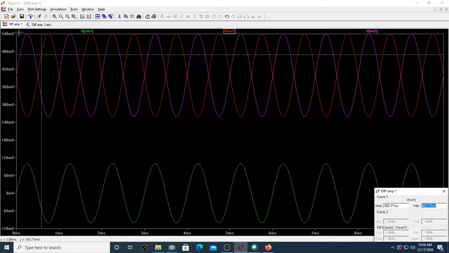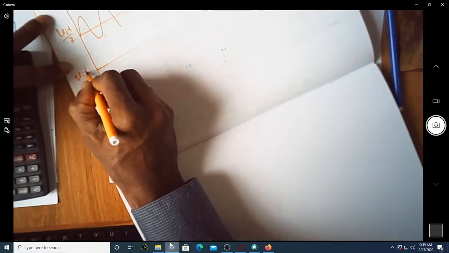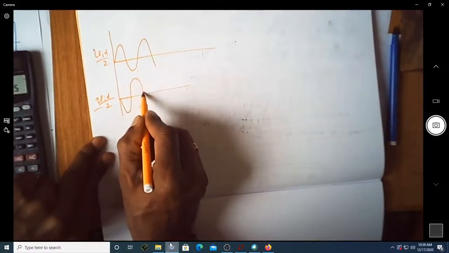But again, the magnitude of the gain is Gm into RD by 2, which is 0.7, and this is also 0.7. The only thing is that they are out of phase. And most importantly, when you see the differential voltage, what we have here is the input voltage that is coming from VID by 2. Suppose I say this is VID by 2, and this is minus VID by 2, just exactly the reverse one.